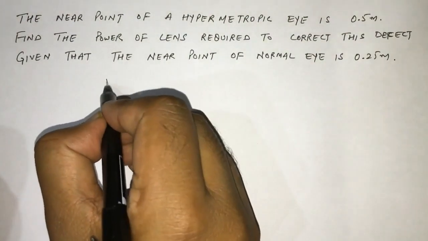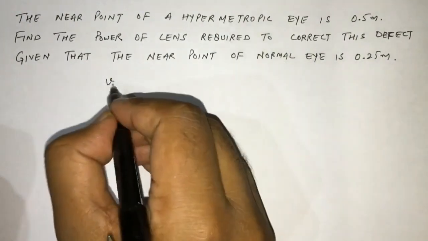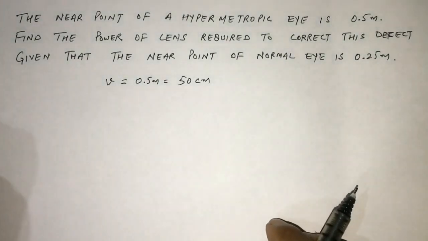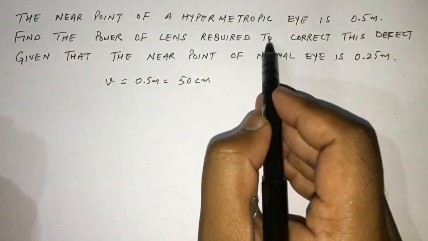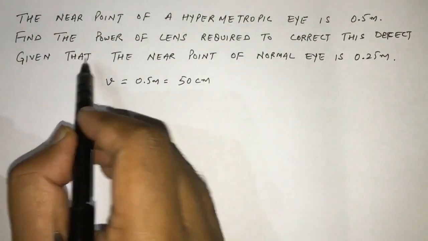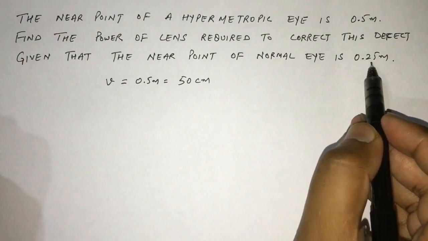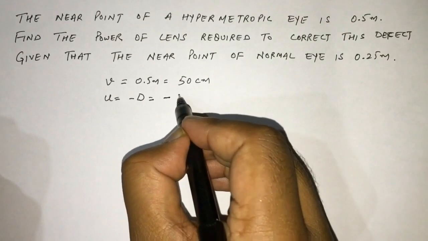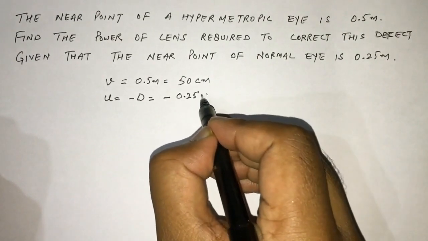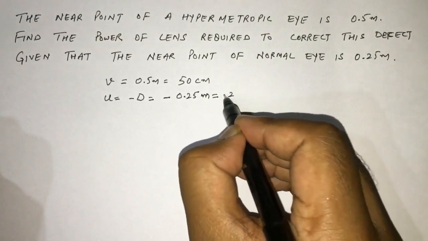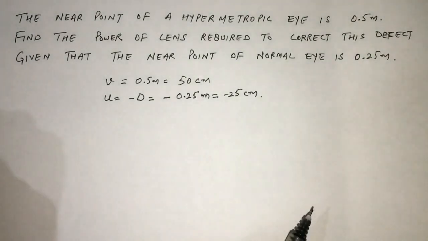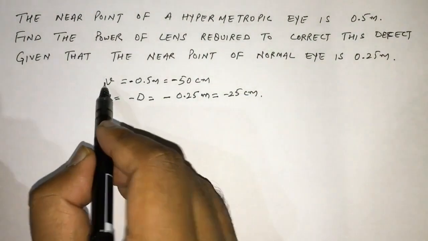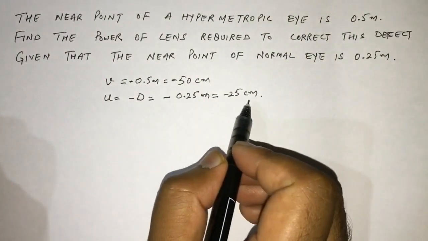It means the value of V, the near point of the hypermetropic eye, is 0.5 meter, or you can say 50 centimeters. Find the power of lens required to correct this defect, given that the near point of a normal eye is 0.25 meters, which means the value of U is equal to minus D, which is minus 0.25 meter, equal to minus 25 centimeters. Clear? So the value of V is also negative. So V is minus 50 centimeter, and the value of U is minus 25 centimeter.